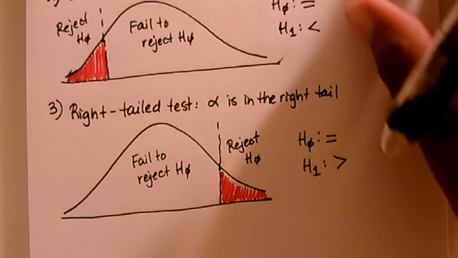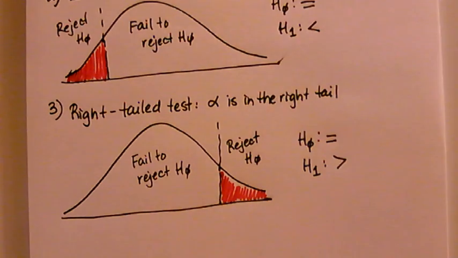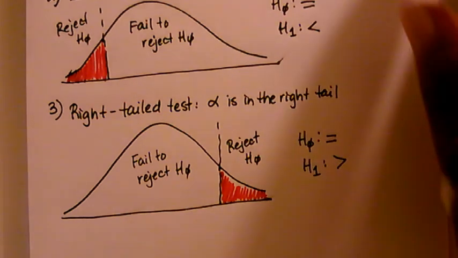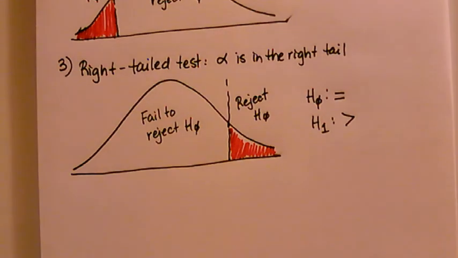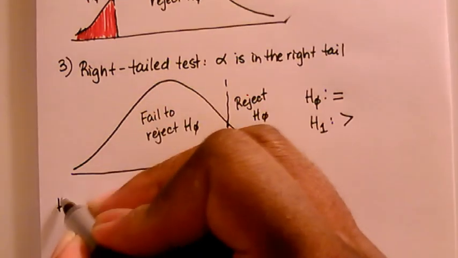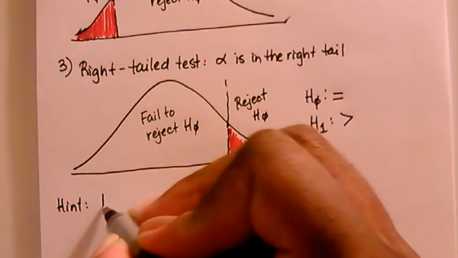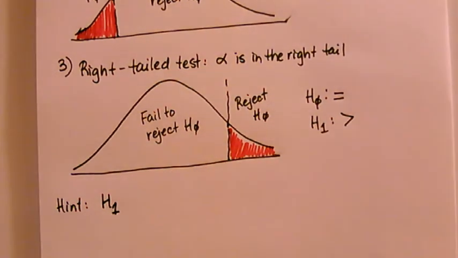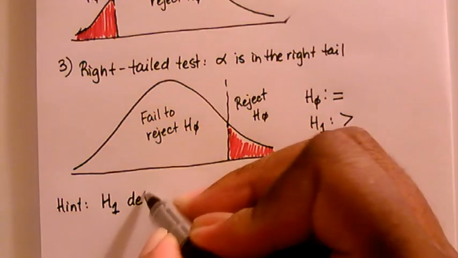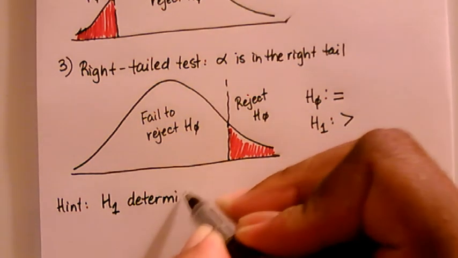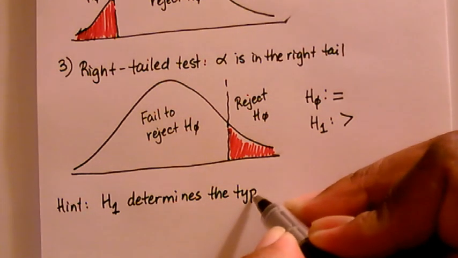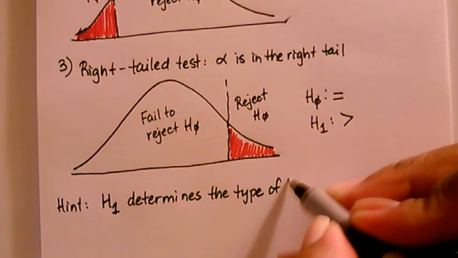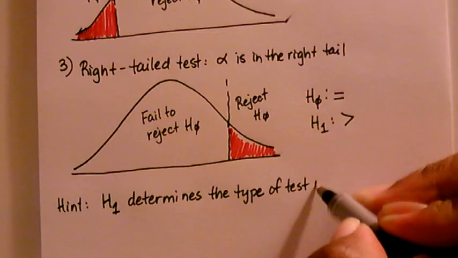And how would you know that you have a left-tail or a right-tail test or a two-tail test? You always look at the alternative hypothesis. So the hint is this. Your alternative hypothesis, which is H sub 1, determines the type of test you will have.